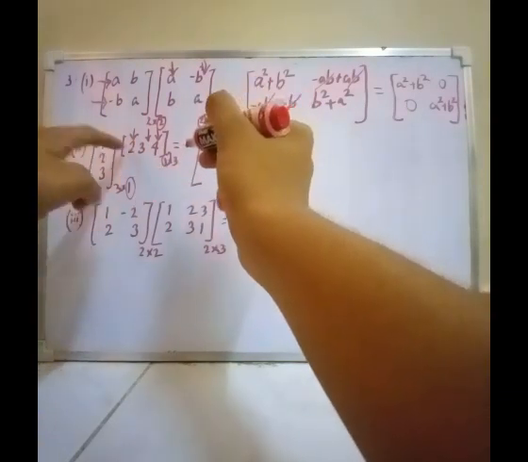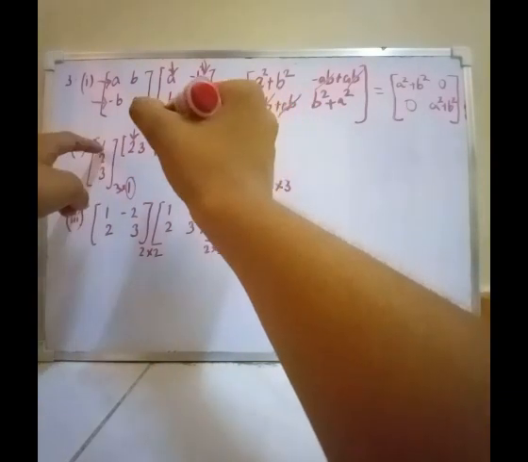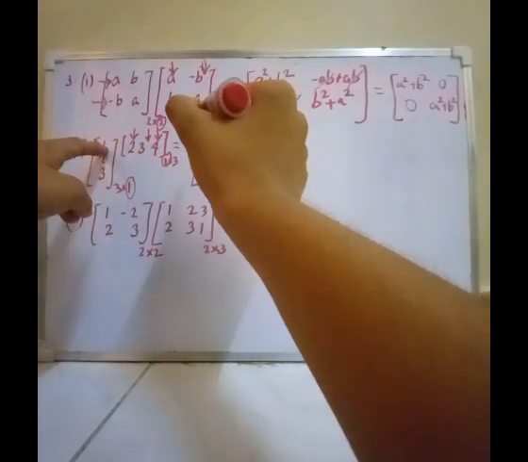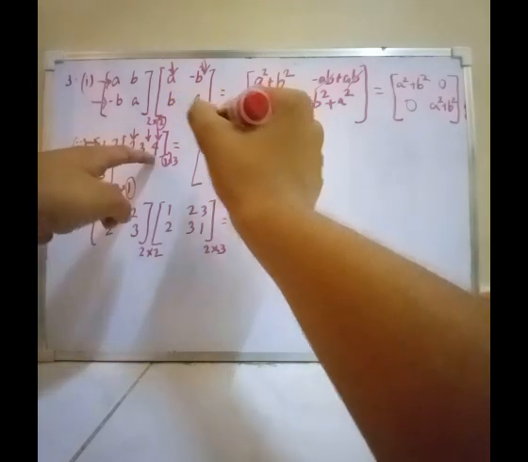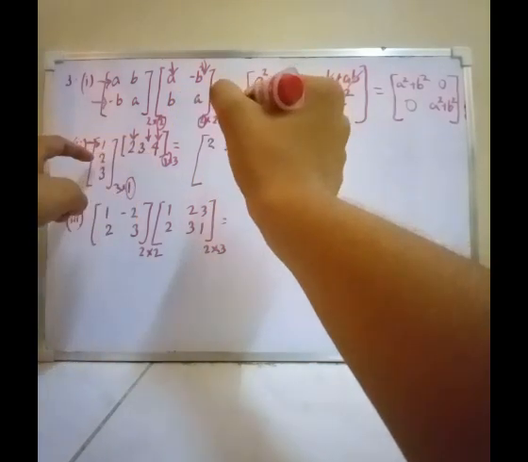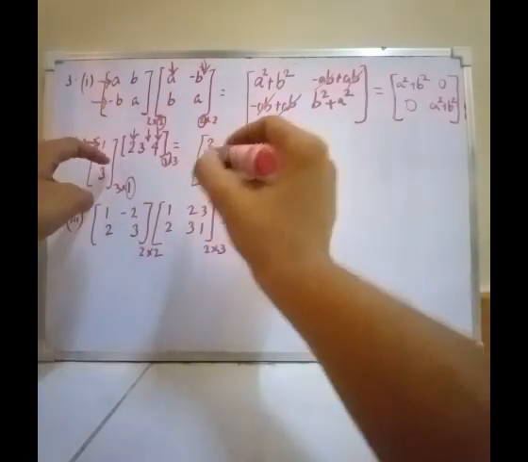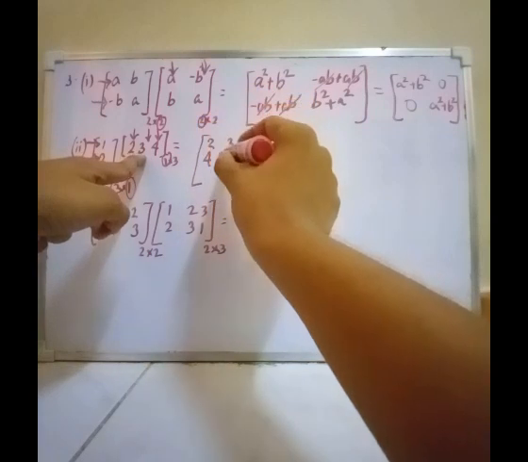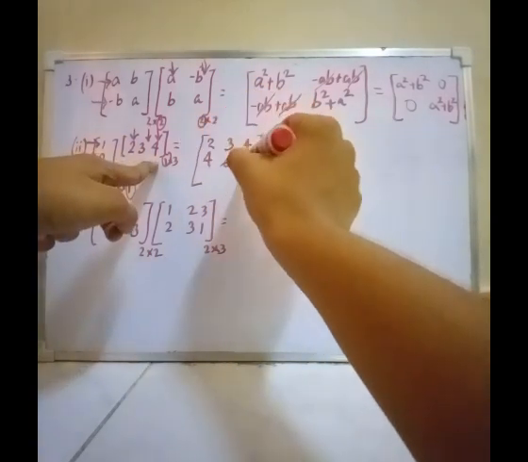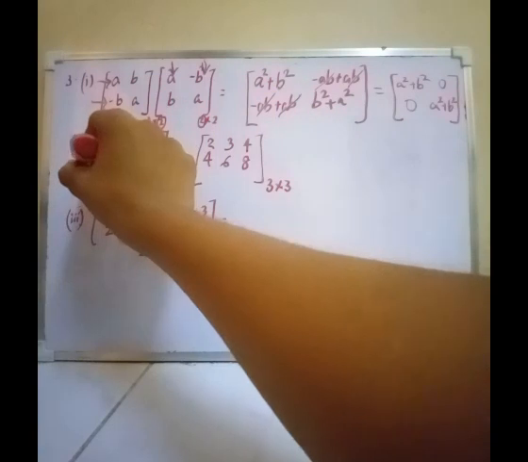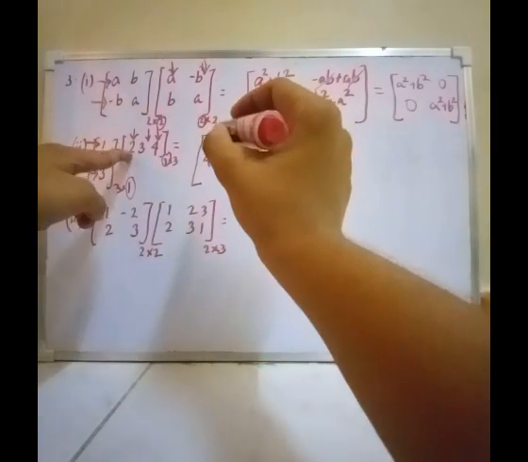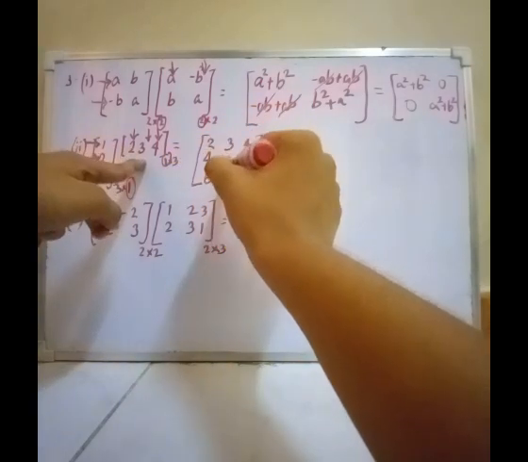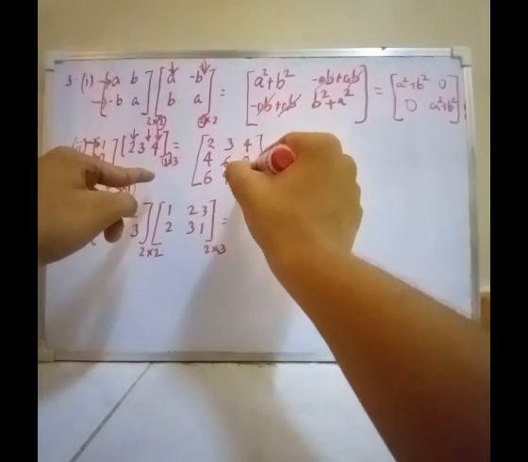So 1 times 2, first row with first column, 2. First row with second column, 1 times 3 would be 3, and first row with the third column, 1 times 4 would be 4. Now second row with each column, 2 times 2 would be 4 and 2 times 3 would be 6 and 2 times 4 would be 8. Now third row with each column, 3 times 2 would be 6, 3 times 3 would be 9 and 3 times 4 would be 12.